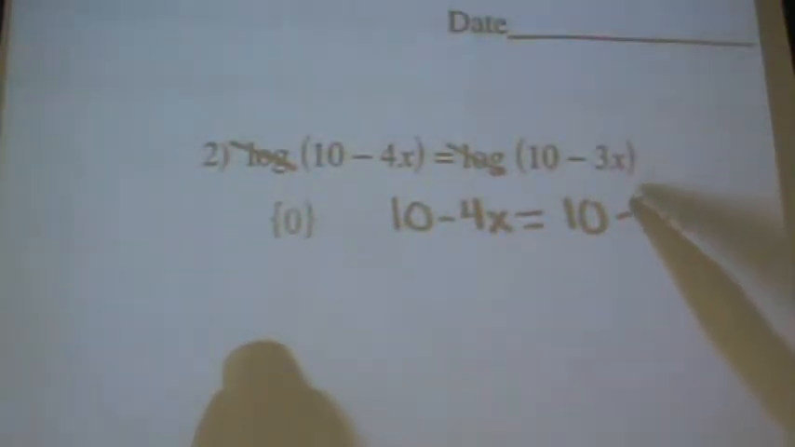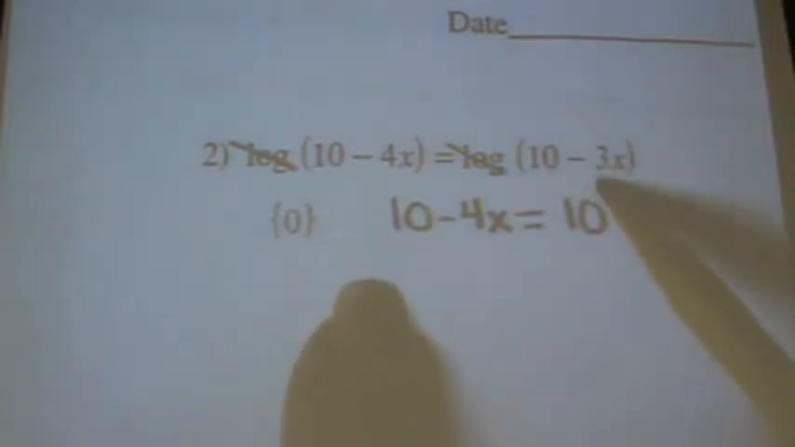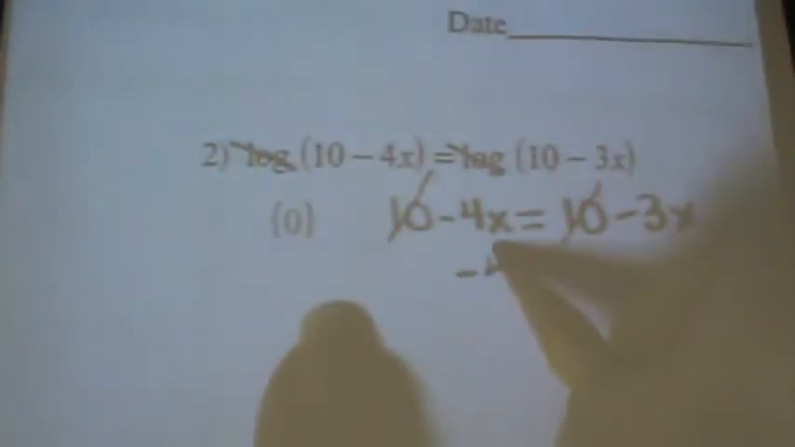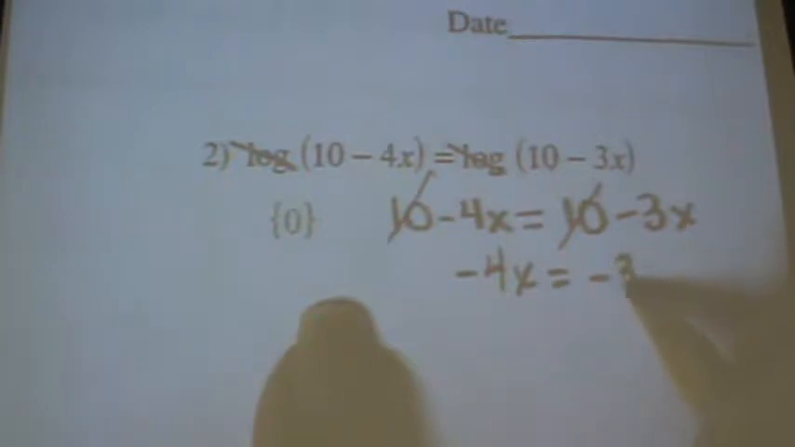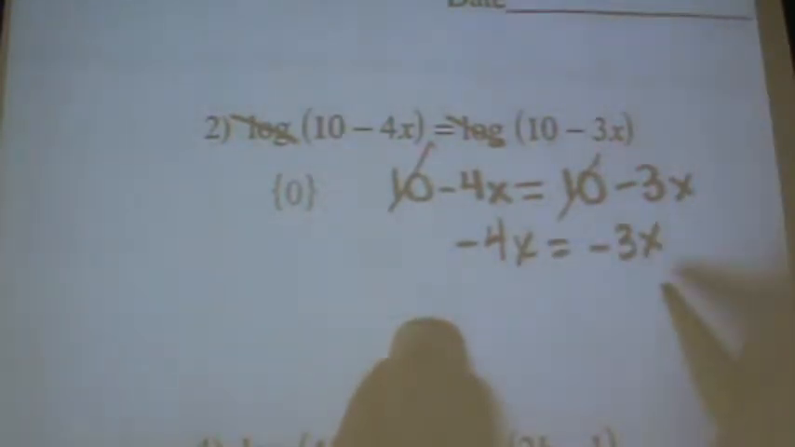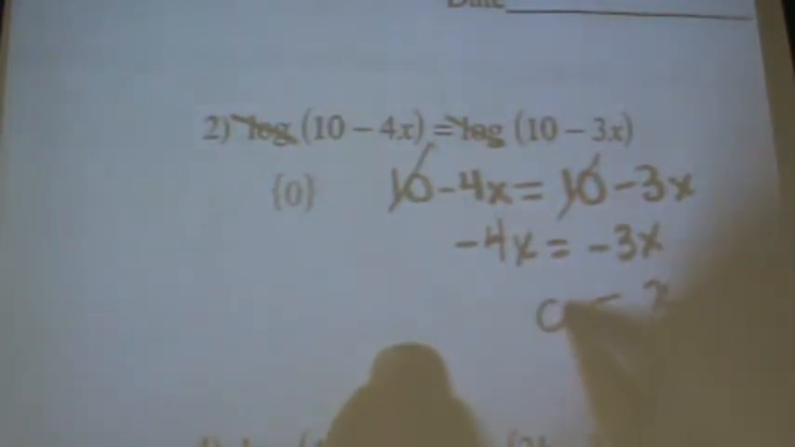Now, if you were to cross these, the 10's cancel. Negative 4x equals negative 3x. You would add 4, this is a goofy looking one. Add 4x here, so you get x is equal to 0.